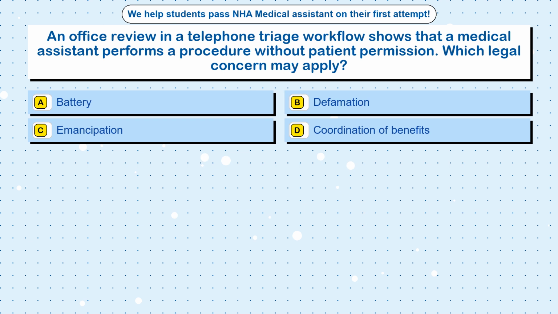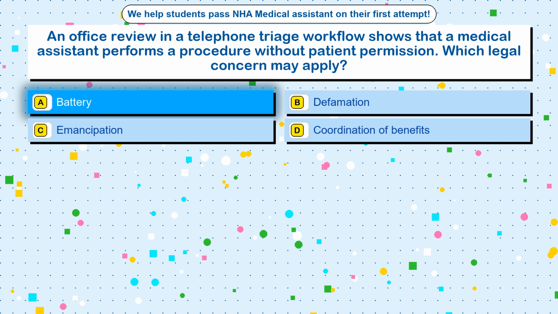Question 78. An office review in a telephone triage workflow shows that a medical assistant performs a procedure without patient permission. Which legal concern may apply? Option A. Battery. Option B. Defamation. Option C. Emancipation. Option D. Coordination of benefits. The correct answer is option A.